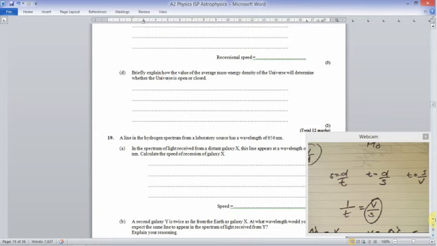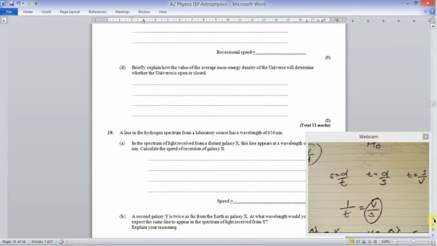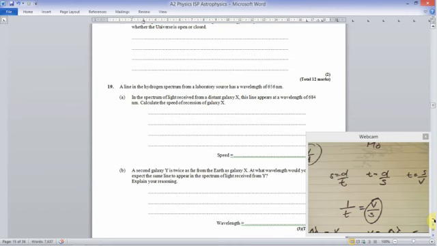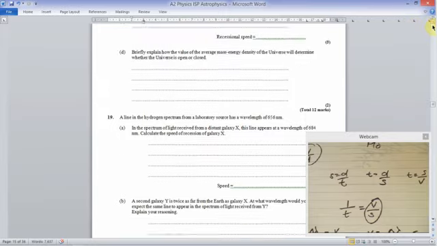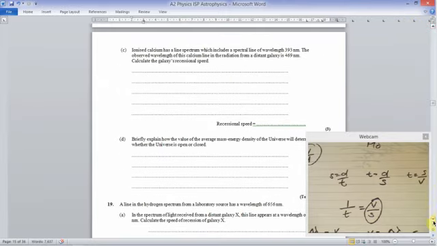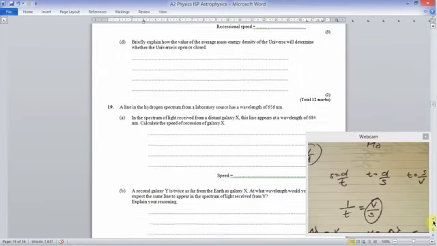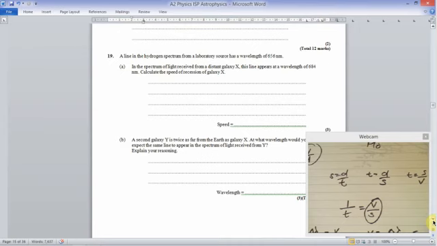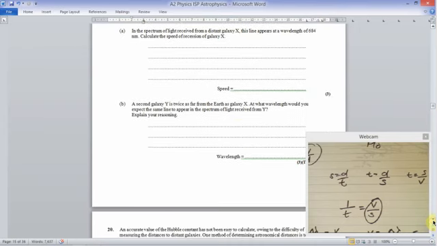Right, 19a. In spectral light received from galaxy X, we've got a change in wavelength again, so it's exactly the same calculation as the one we've just done for 18C. So I'm not going to go through that one again. It's the exact same calculation. But what you should get is 1.28 times 10 to the 7. Okay, so we've got another galaxy here.